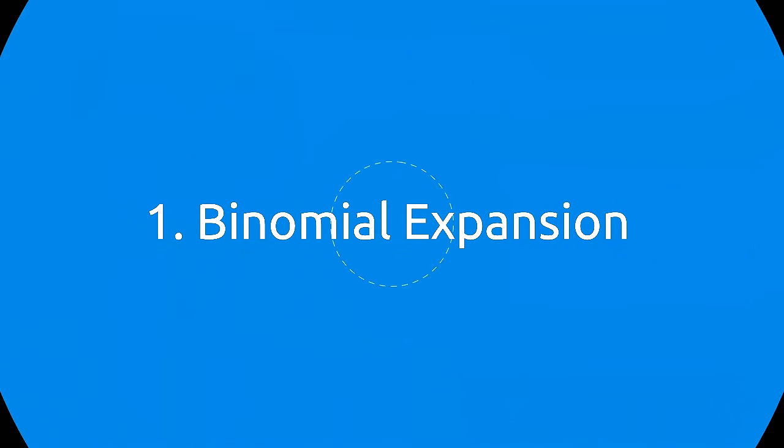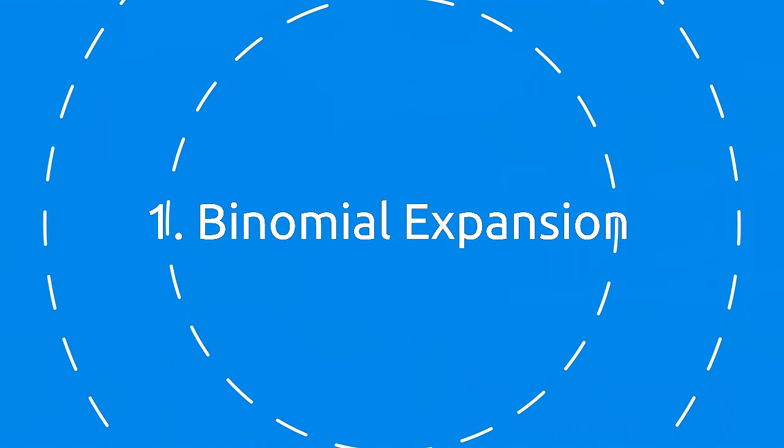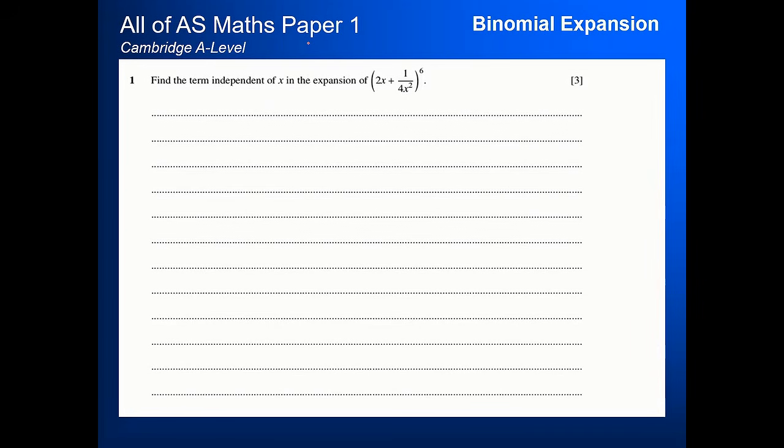Right, number 1 is binomial expansion. So being able to expand binomials, but also compare coefficients and use that to solve problems. So I'm going to look at 2 questions just now, going through exactly that. Okay, and we're going to look at our very first topic here, which is binomial expansion, coming up pretty often on the paper 1. So first thing, question 1: find the term independent of x, I'll explain that in a moment, in the expansion of (2x + 1/(4x^2))^6.